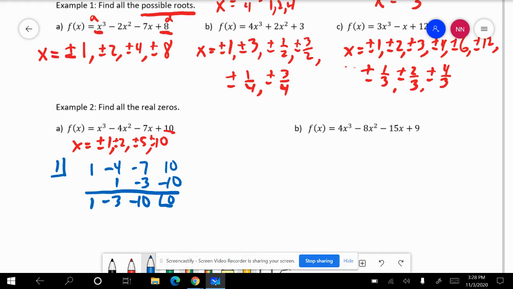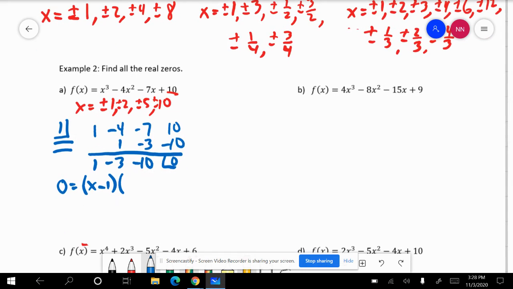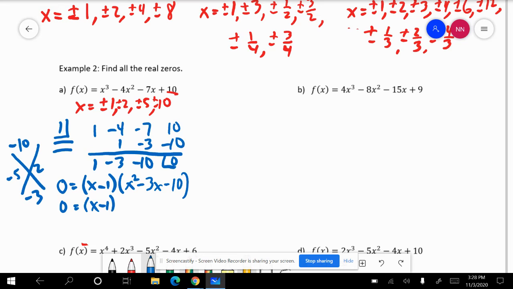So that means that when I'm finding my zeros, I'm setting it equal to 0. The remainder is 0, so the factored form would be x minus 1. And then what we have is x squared minus 3x minus 10. Now, because this is a quadratic, I'm going to factor it. Two numbers that multiply together give me -10 and add up to -3 would be -5 and 2. So I have x minus 1, x minus 5, x plus 2. So all my zeros would be 1, 5, and -2. And that would be my answer.